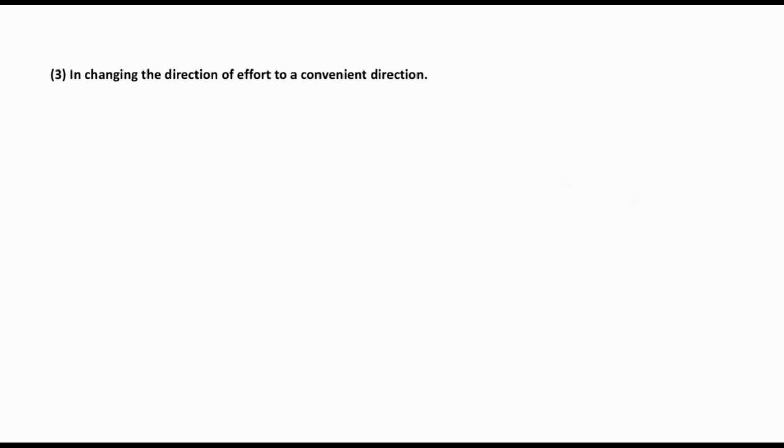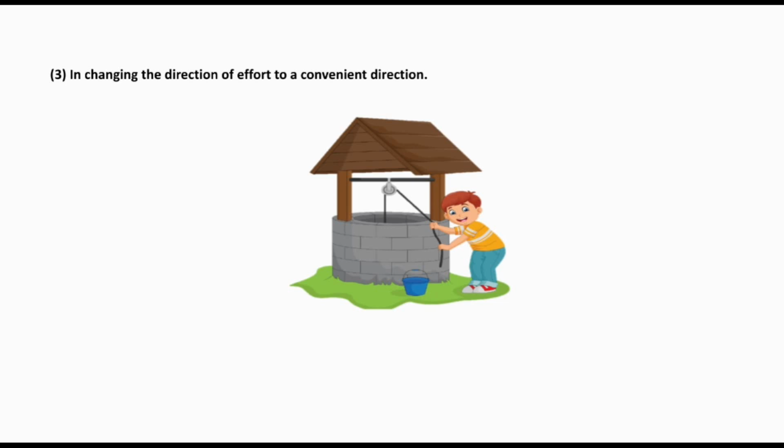Now, the next function is changing the direction of effort to a convenient direction. For example, a pulley. Using a pulley, we can change the direction of application of force. Here, it would have been difficult to pull the bucket full of water from the well directly against the gravitational force. But using a pulley, we are applying force in the direction of gravity, which makes it easier to pull the bucket. Thus, here we are changing the direction of effort to the direction of gravity in order to pull the bucket easily.